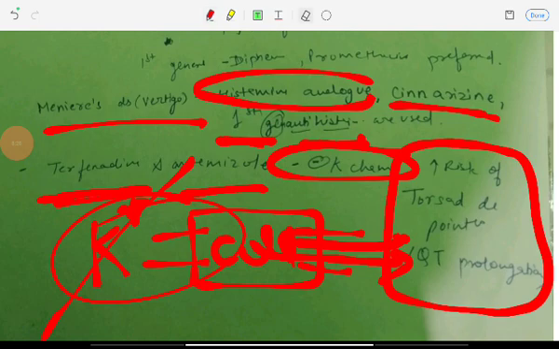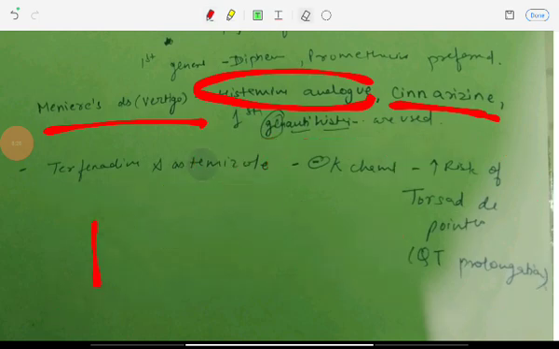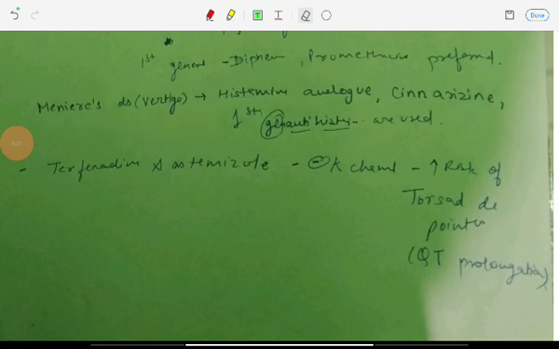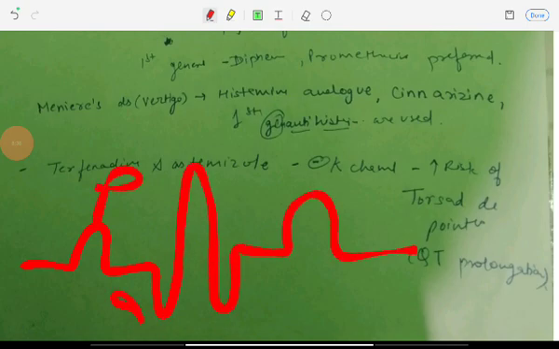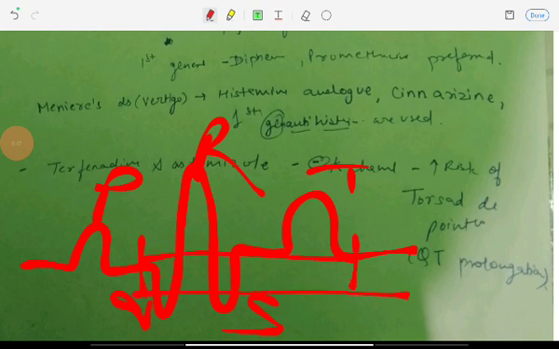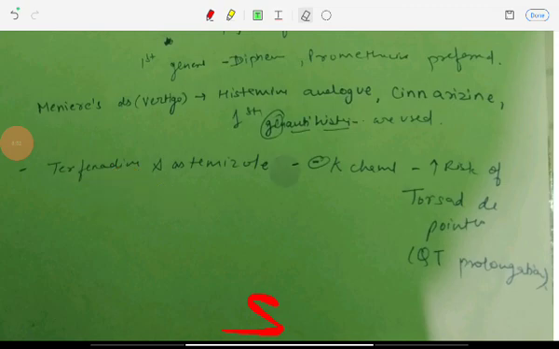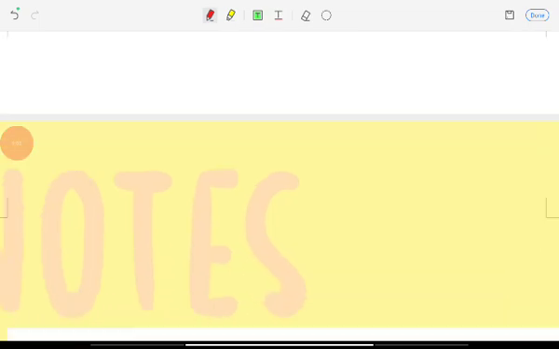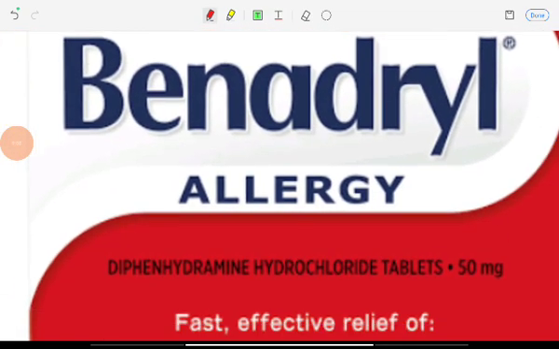There will be an increased risk of, we can say, torsades de pointes. We know that this is P, then there is Q, then R, then S, and there is T. This is P, this is Q, this is R, this is S, and this is finally T. So this gap between Q and T is the prolongation. This is torsades de pointes. This comes under torsades de pointes. So this is basically a side effect of terfenadine and astemizole. This is the end of the antihistamines, but let's see a few images.